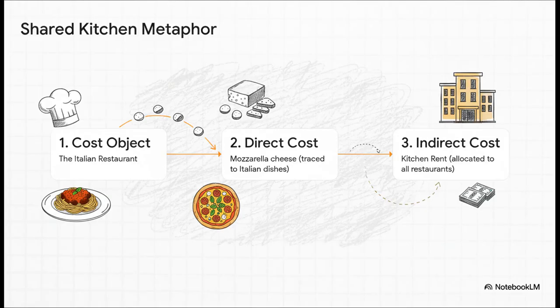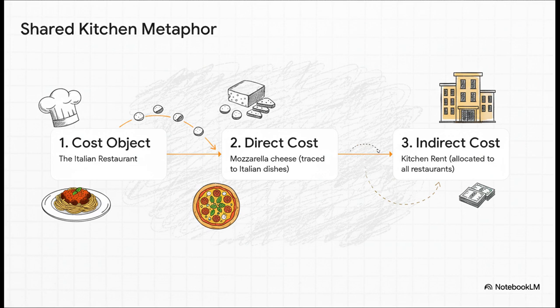Let's make this super tangible. Picture this, a big shared kitchen, like a food hall. Inside, you've got an Italian place, a Mexican restaurant, and a bakery, all working side by side. Okay, our cost object, the thing we want to find the cost of, is the Italian restaurant. So the mozzarella cheese they buy? That's a direct cost. You can literally watch the chef put that cheese directly onto their pizzas and their pastas. Easy to trace. But what about the rent for the entire kitchen space? Well, that's an indirect cost.